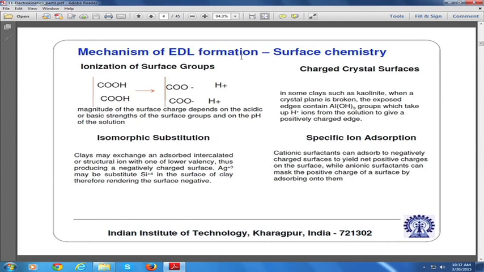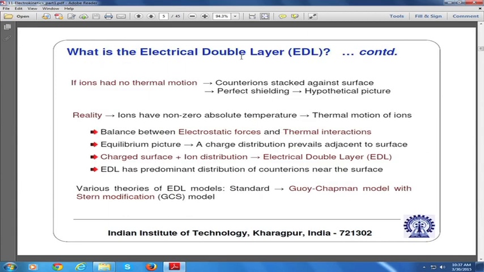The question is, in microfluidics we do not bother so much about the mechanism by which this surface charge is formed, but we are more bothered about how we can exploit this surface charge to control or manipulate the fluid flow.